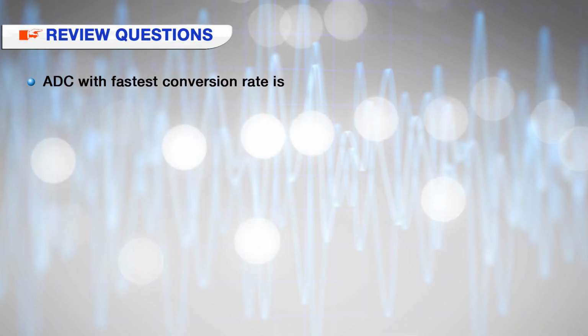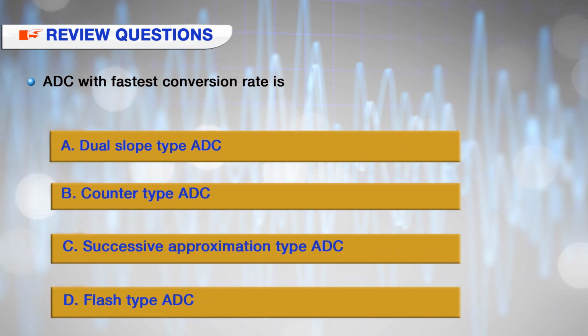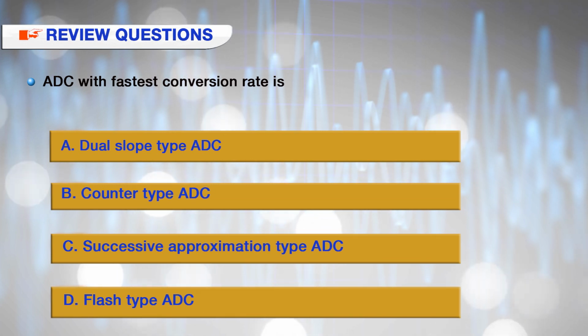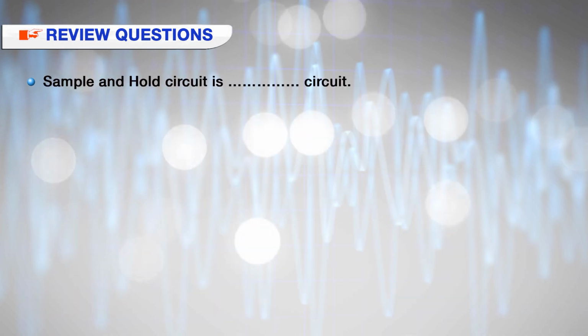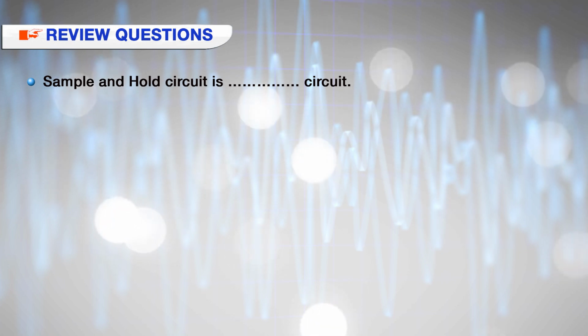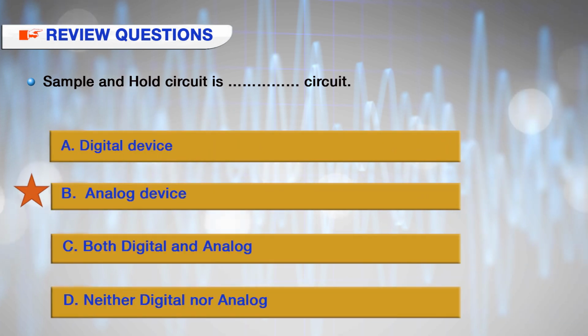Next question is ADC with fastest conversion rate is. So, till now we have not seen all the ADCs, but still I want to let you know that among all ADCs, the ADC with fastest conversion rate is our flash type ADC. So, here correct option is D. Next question is sample and hold circuit is blank circuit. So, it is an interesting question, many people get confused. So, I want to let you know that a sample and hold circuit is an analog circuit.